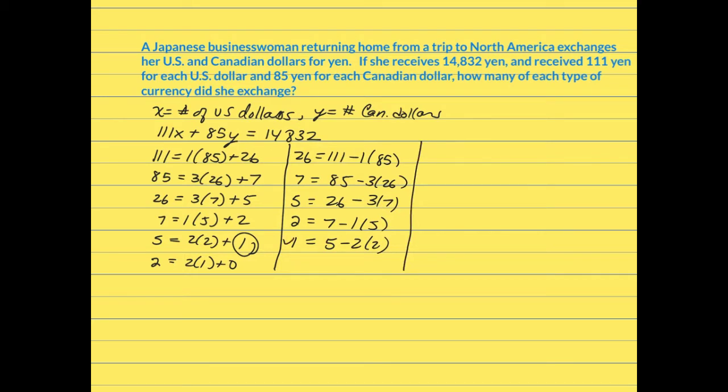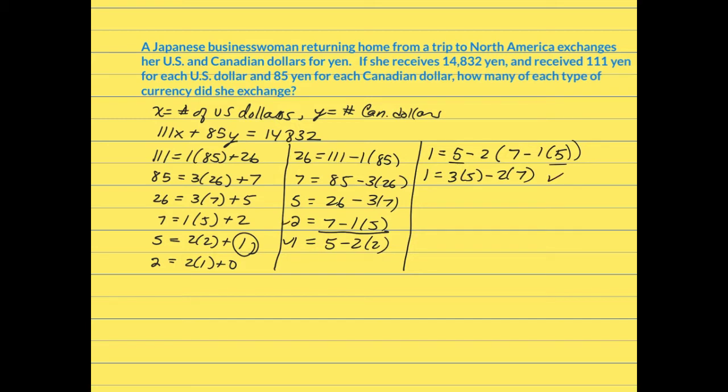Now, as before, we start with the last equation. 1 equals 5 minus 2 times 2, and the 2 we're replacing with 7 minus 1 times 5. So that becomes, combining like terms, we've got 5's here and 5's here. We've got 1 5 minus a negative 2, or plus 2 more. So 3 times 5 minus 2 times 7, and we do know that's 1, so we've done that correctly.